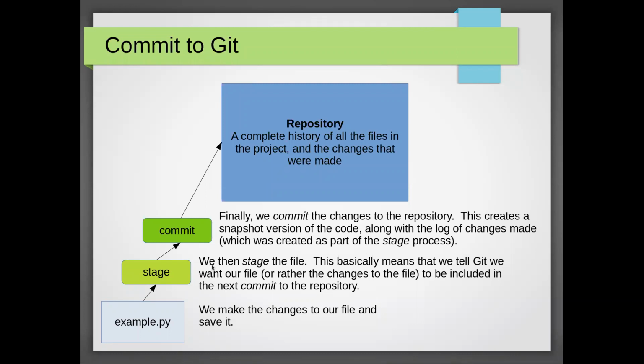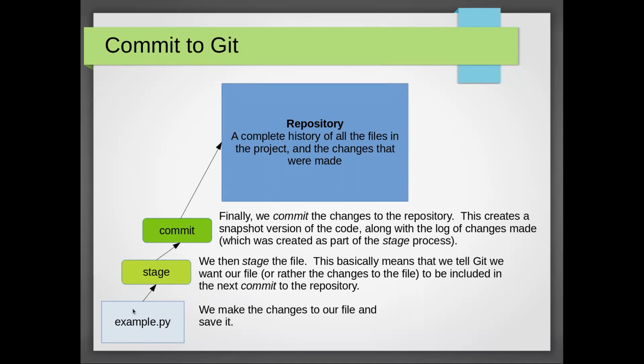After we stage the file, we may, of course, go back and make changes to other files that we've got in our repository. And then once we're happy and we want to commit all the changes that we've made to our file or files, then we make this commit, and that's committing the changes to the repository. And what that does is it creates basically a snapshot of the code along with the log of changes which detail everything that was changed and who did it and when they did it. And that log gets created as part of the stage process.